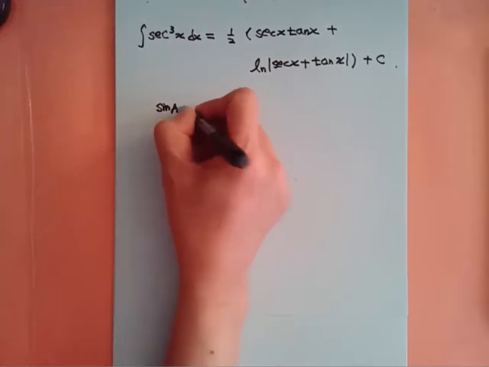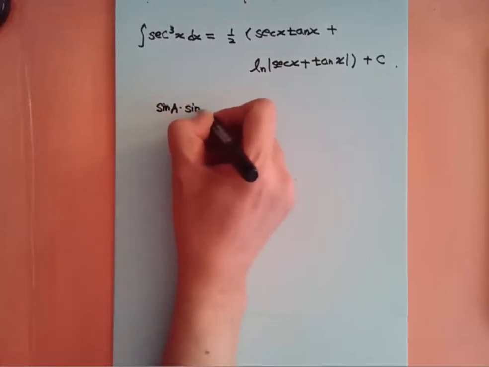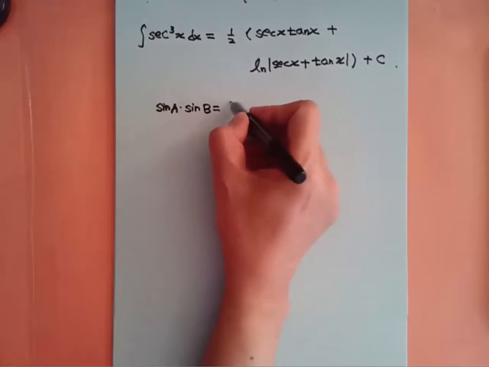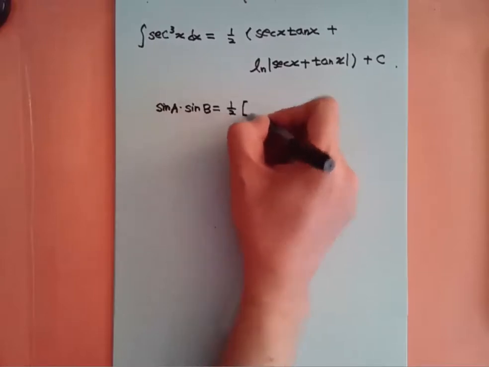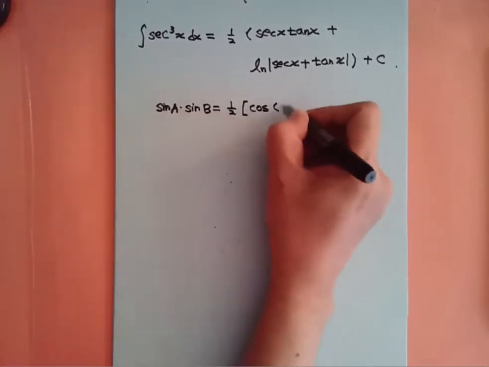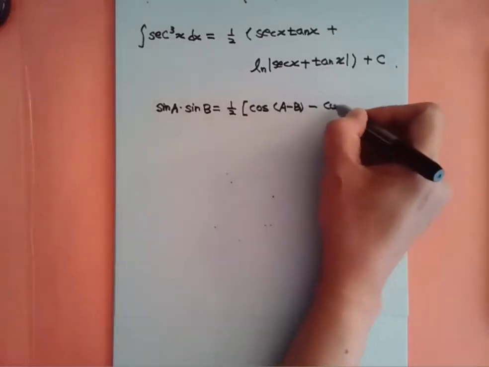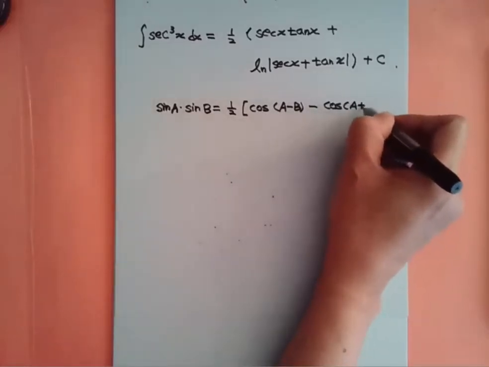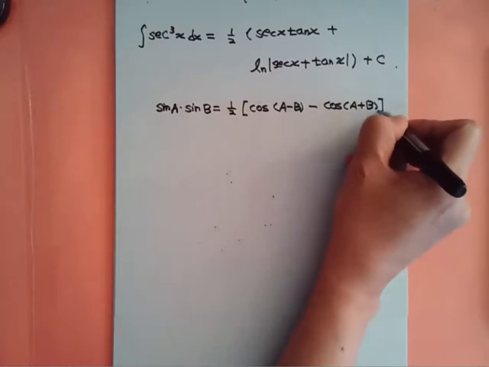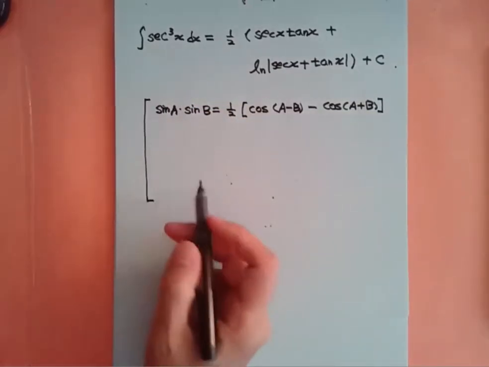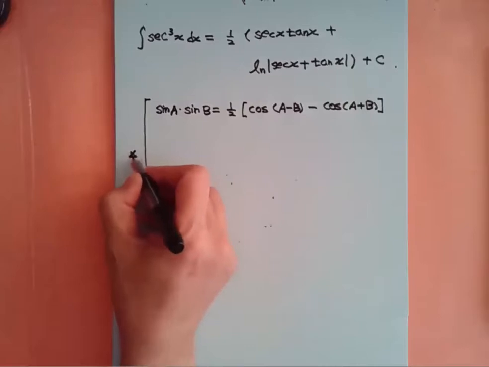Sine of A times sine of B. I am talking about the formula. So sine of A times sine of B is 1/2 times cosine of A minus B minus cosine of A plus B. These formulas will not be given in the exam, so you have to remember them.